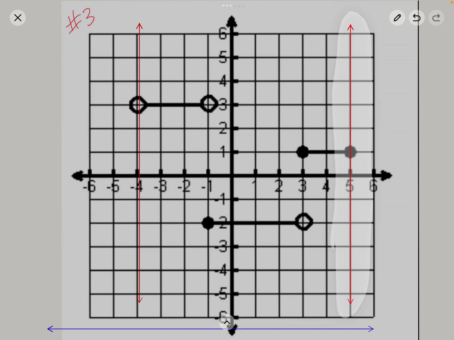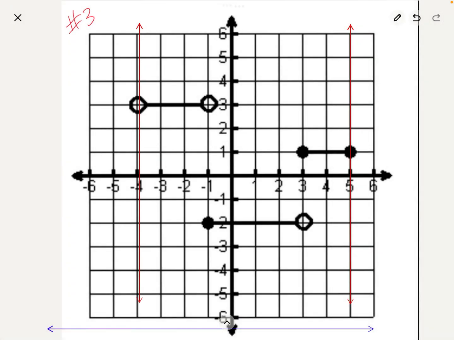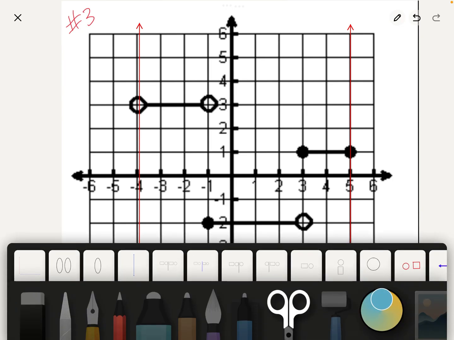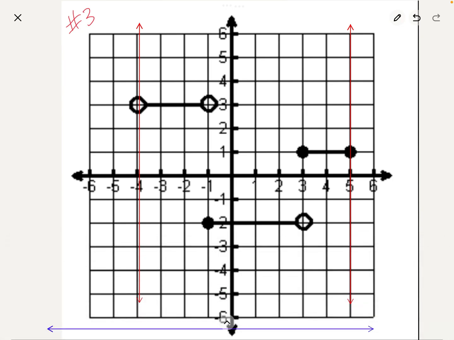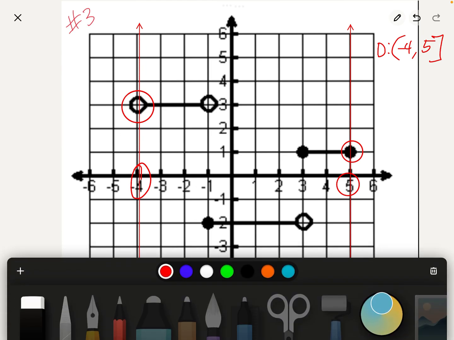When I get to 5, that's going to be my highest input. And again, I'm just going to write that now. So my domain is going to go from -4 to 5. This is going to be a parenthesis because there's an open circle there. This is going to be a bracket because there's a closed circle there. And that's how you would write the domain for this function. Okay, now let me erase this, and we're going to do the same thing for the range.